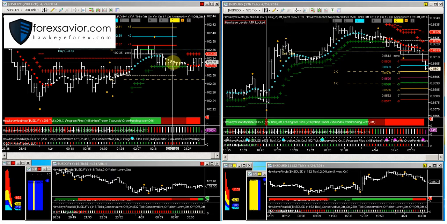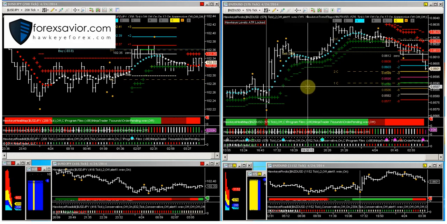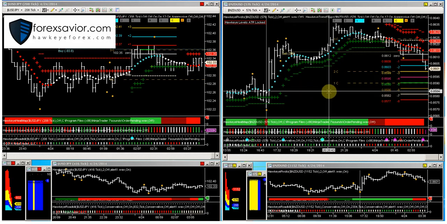We'll see what this congested dollar yen does. Either way, it's not going to affect us too much, and we're doing well in the New Zealand, nicely in profit. We'll update you soon when something else happens.